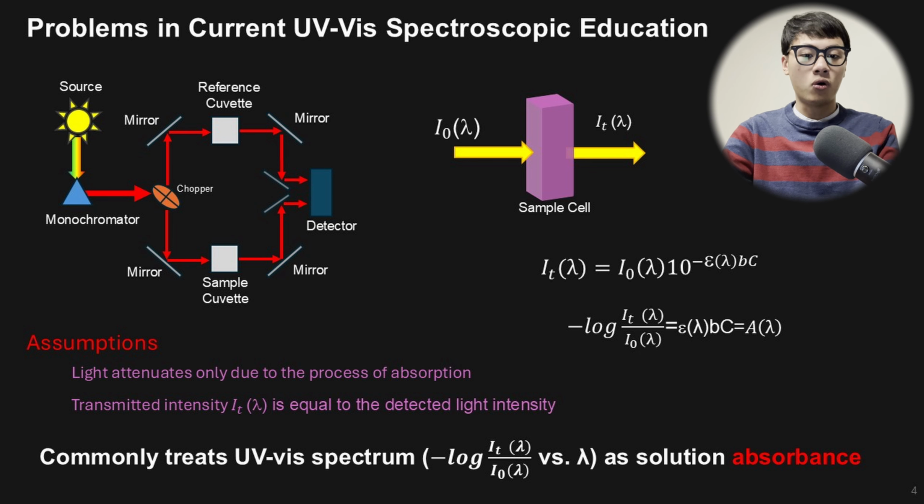According to the Beer-Lambert law, absorbance is calculated as the negative logarithm of the ratio between the transmitted intensity, I_T, and the incident intensity, I_0. This approach relies on 2 key assumptions. First, the light attenuation occurs solely due to the process of absorption. Secondly, that the transmitted intensity is equal to the detected light intensity. Based on these assumptions, the UV-Vis spectrum is commonly interpreted as a direct measurement of the sample absorbance.